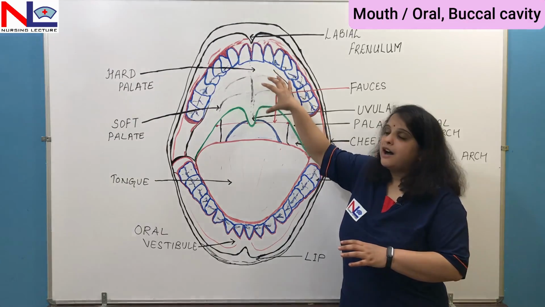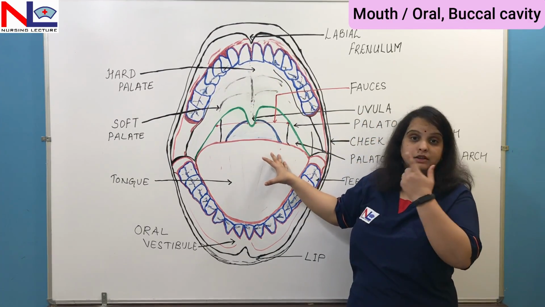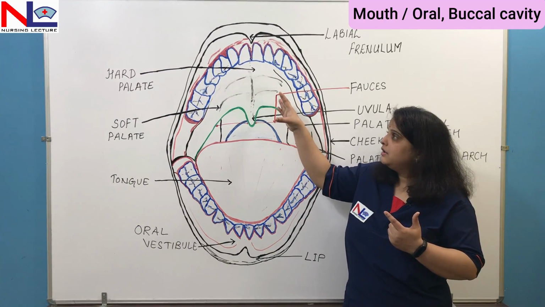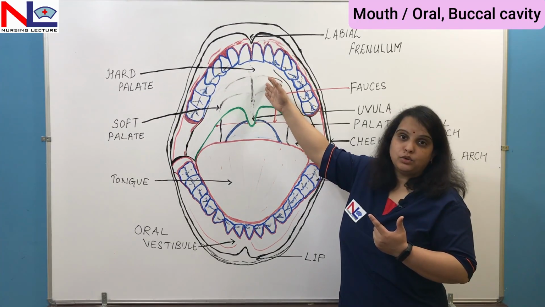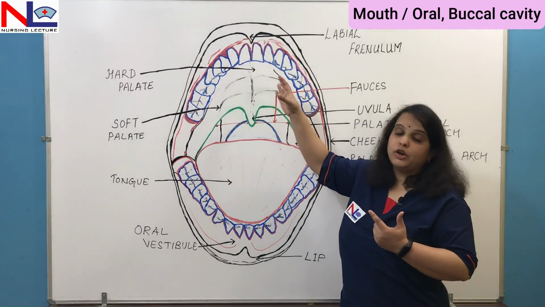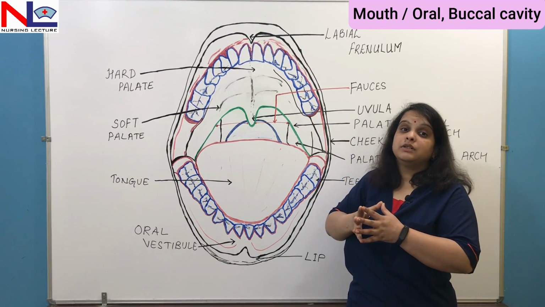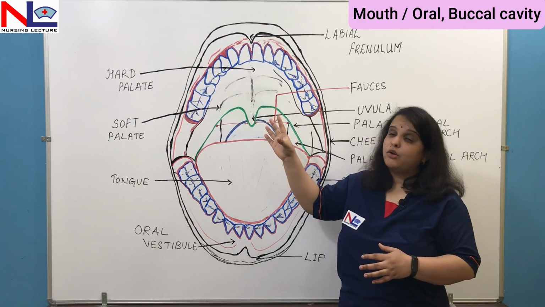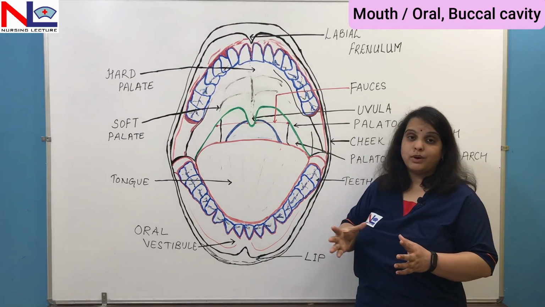Combined, the hard palate and soft palate form a septum or division between the oral cavity and the nasal cavity, because the part of this palate which forms the roof here is the floor of the nasal cavity. Altogether this septum divides both cavities and allows them to function at the same time. Because of this septum, you can chew and breathe at the same time. So this is one importance.